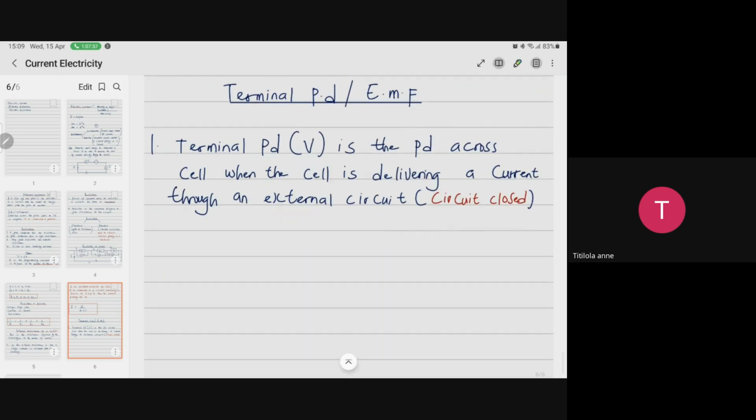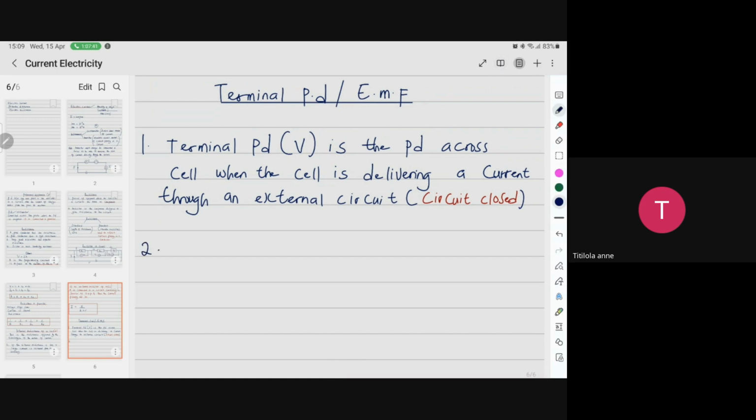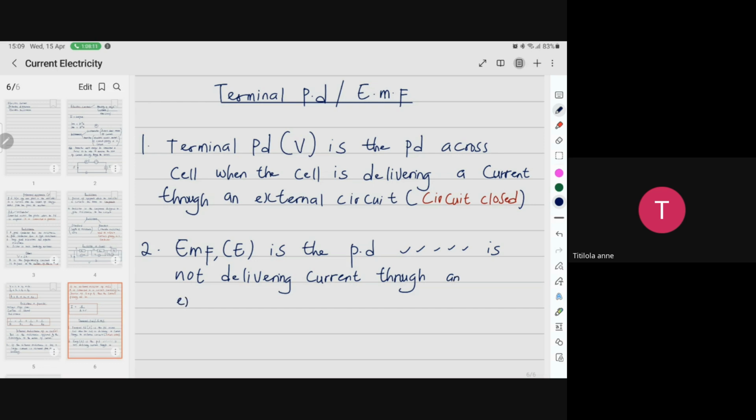While the second one, your EMF, in bracket E, is the PD across the cell when the cell is not delivering current through an external circuit. So this is the PD for open circuits.